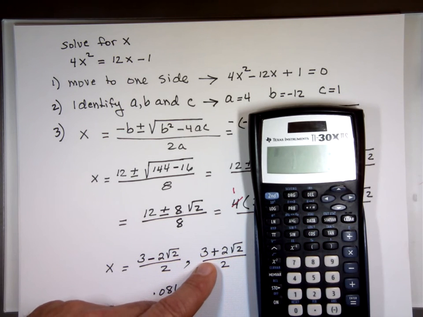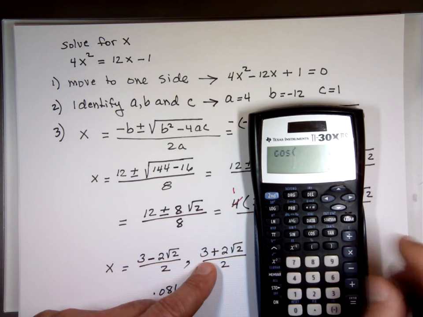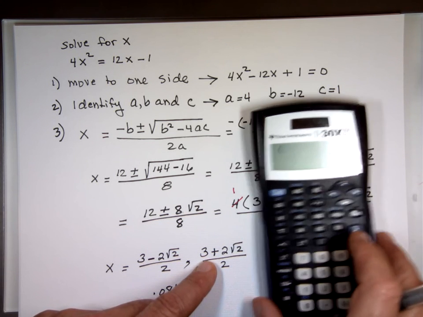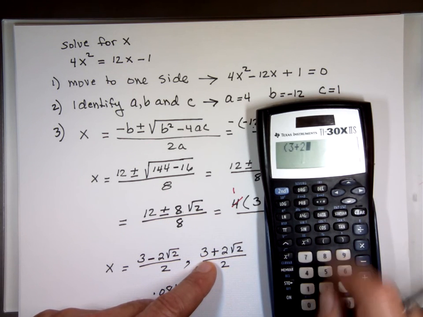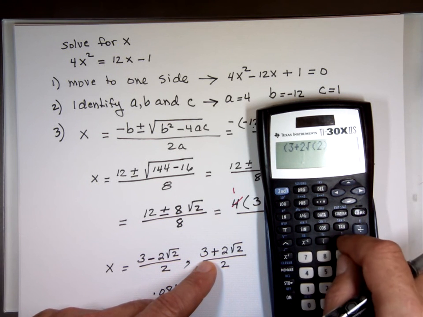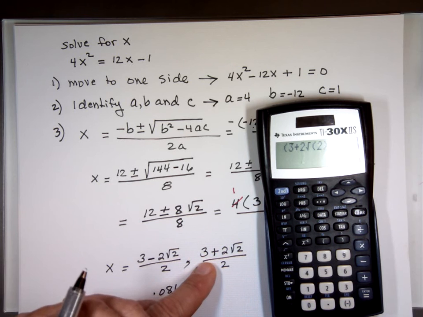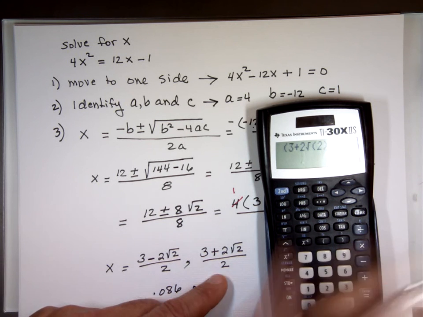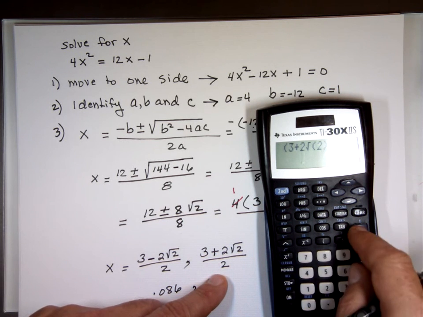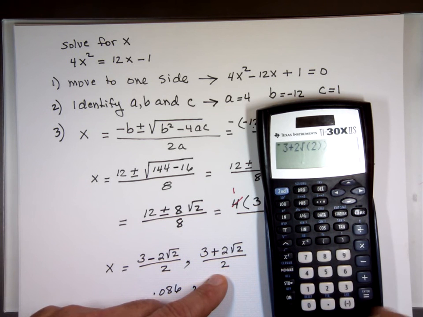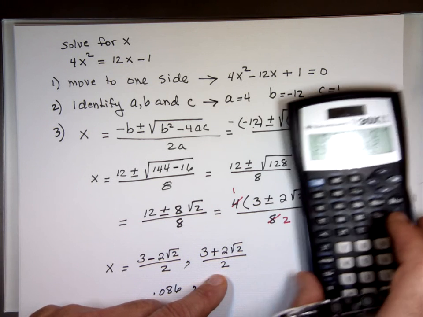And this one, notice I can do on this calculator the whole thing in one shot. I can use parentheses, 3 plus 2 the square root of 2. You close that to tell the calculator do all the stuff on the top. Finish the numerator first, then divide it by 2. 2.914.